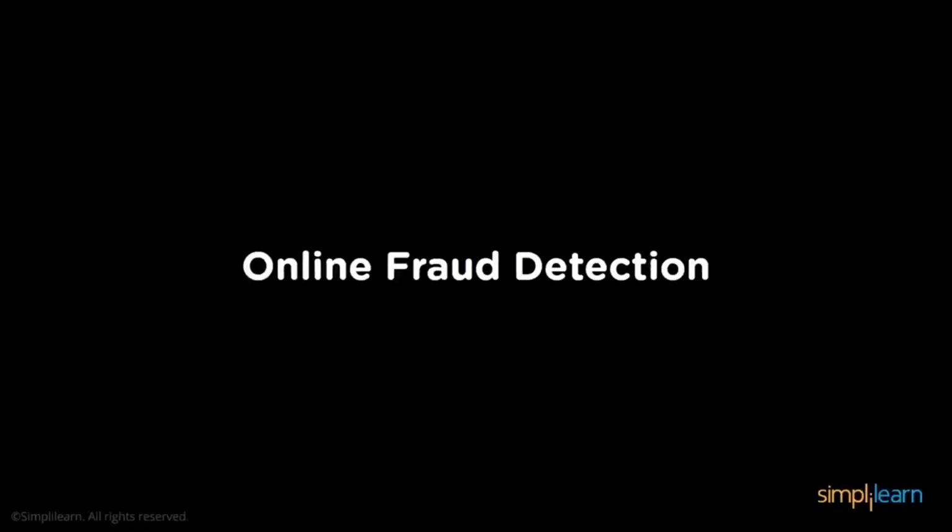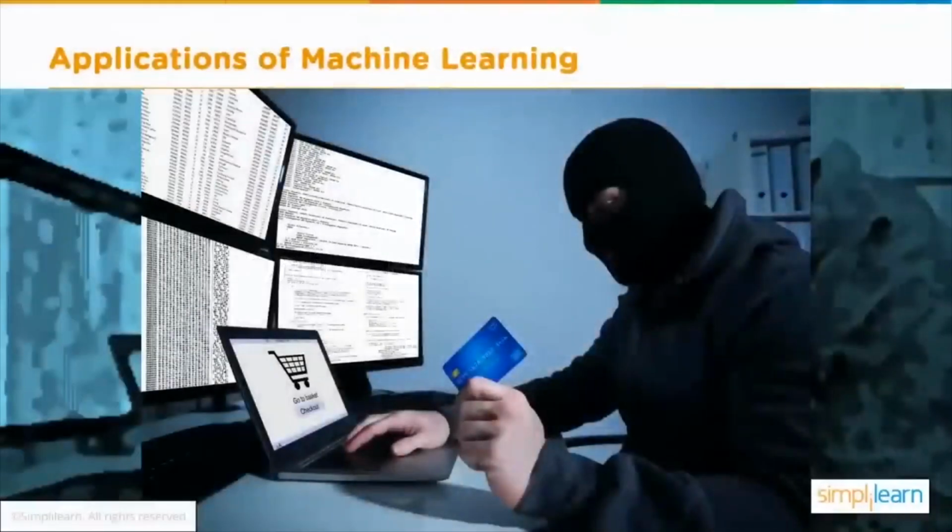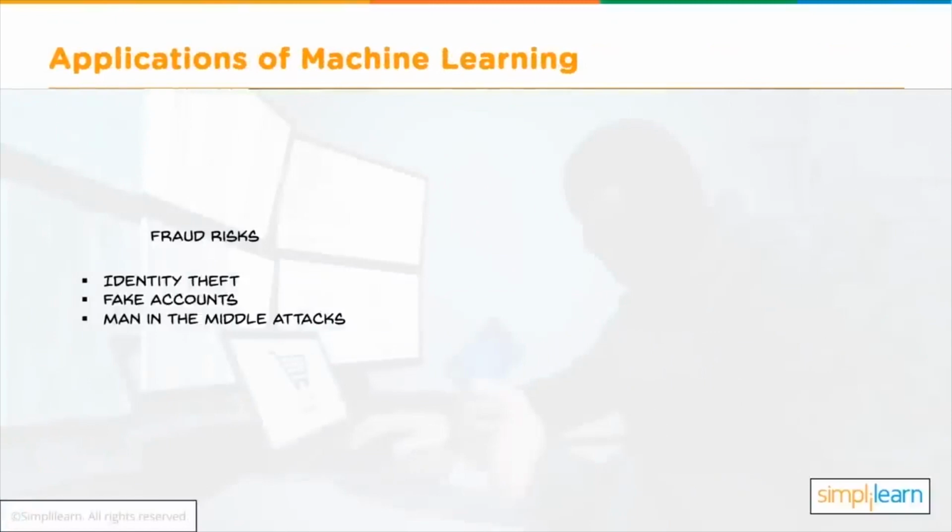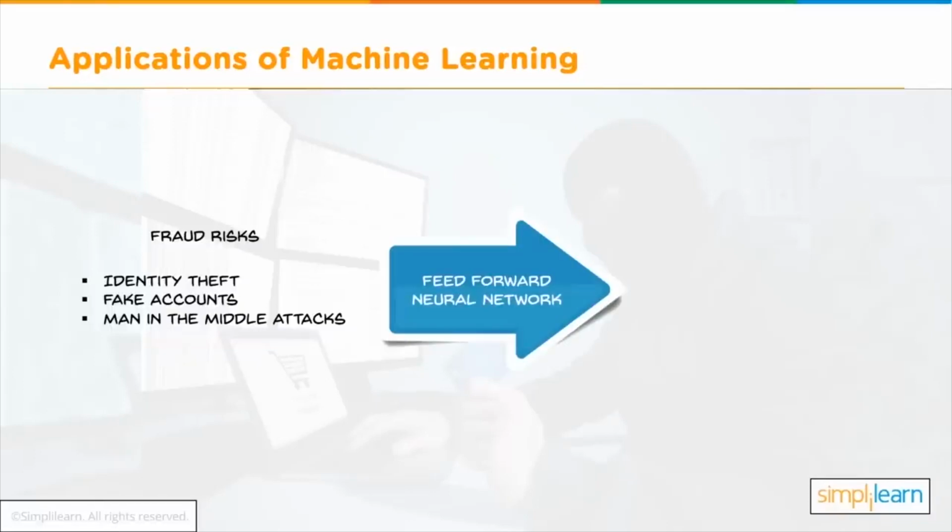Next, we have online fraud detection. Now, there are several ways that online fraud can take place. For example, there's identity theft, where they steal your identity, fake accounts, where these accounts only last for how long the transaction takes place and stop existing after that, and man-in-the-middle attacks, where they steal your money while the transaction is taking place. The feed-forward neural network helps determine whether a transaction is genuine or fraudulent.